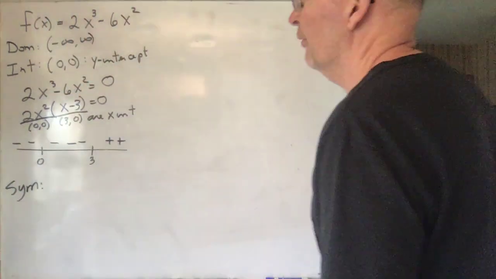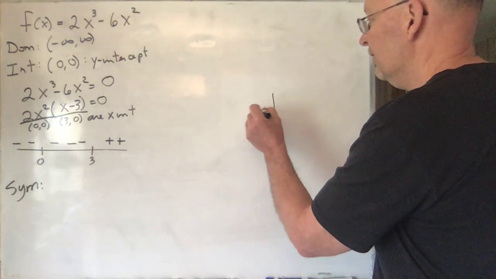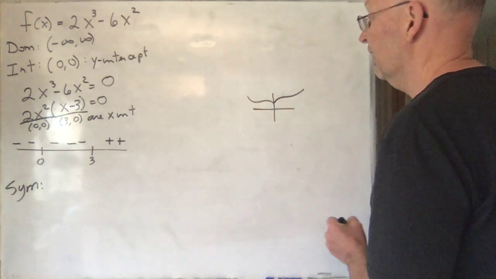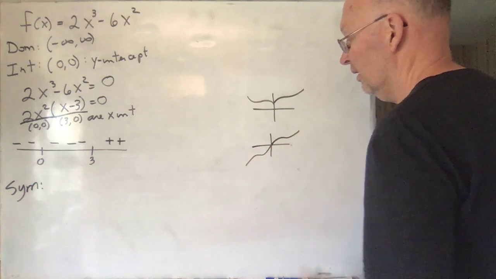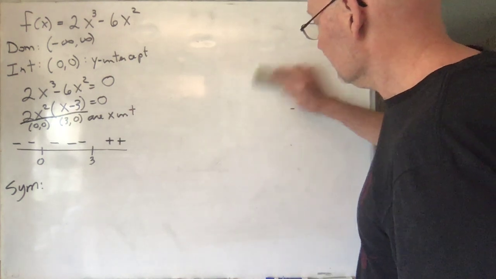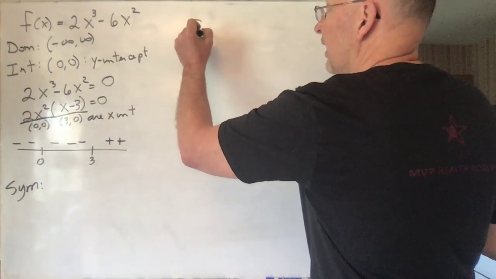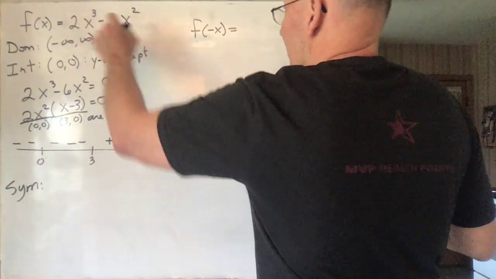Let's check to see whether this function is even or odd. Remember what it means to be even? It means that whatever it does here does exactly the same thing there. Odd means if it does this, then it does the opposite as you go down the other side. So remember how to do it? Here's what we do. We take a negative x and put it in for x.